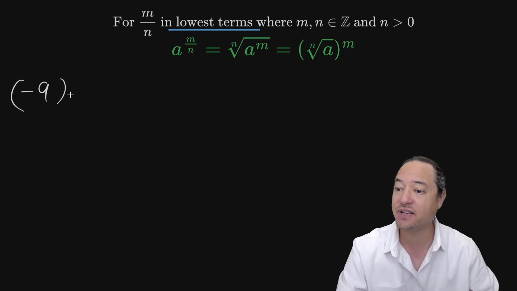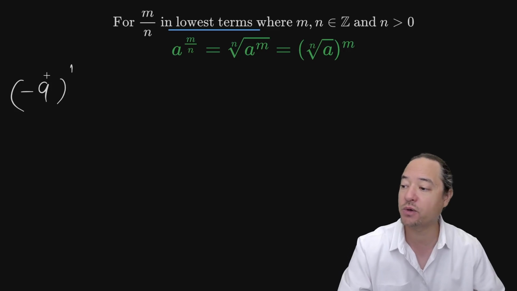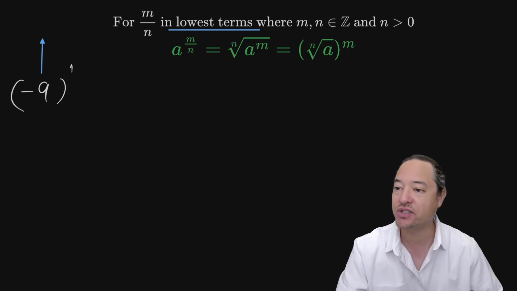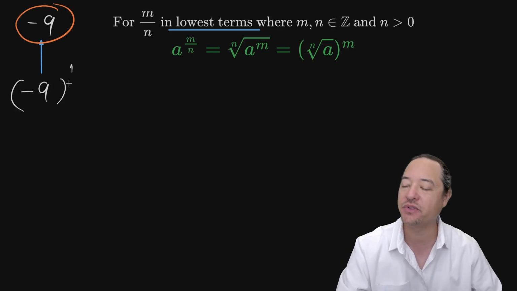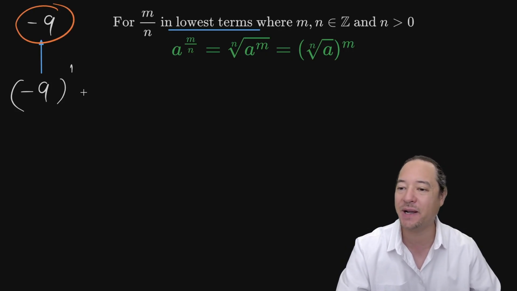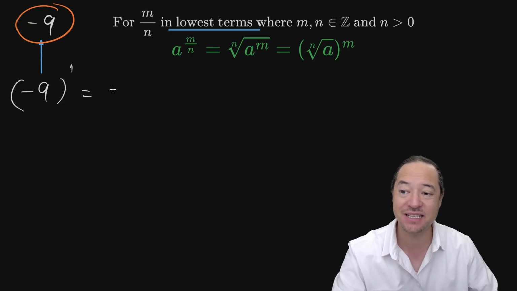Okay, let's say negative 9 to the first power. All right, negative 9 to the first power, what's that going to be? Well, that should just be negative 9, right? That's what we expect this to be. No big problem. This should just be negative 9. But what if you take this and you decide not to leave this exponent in lowest terms?